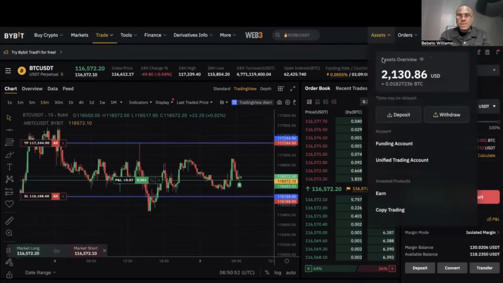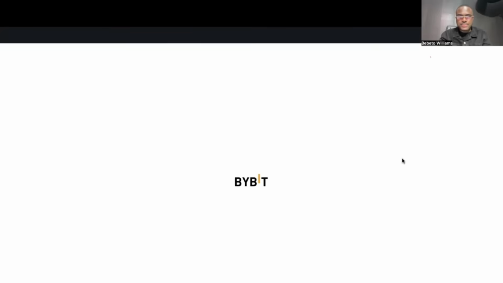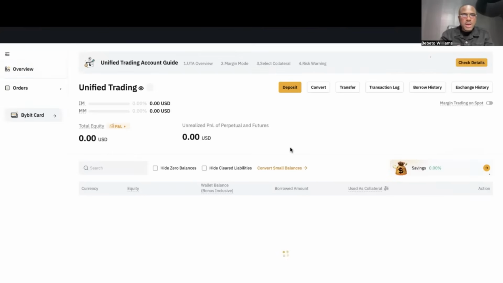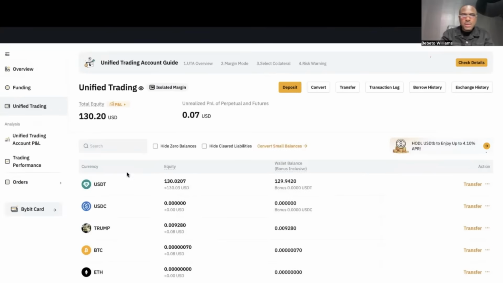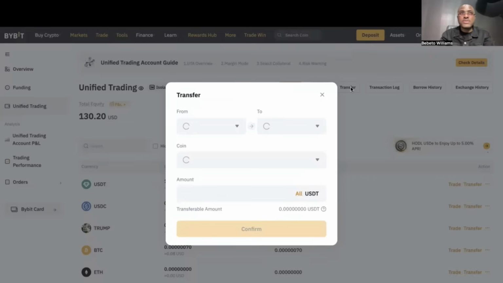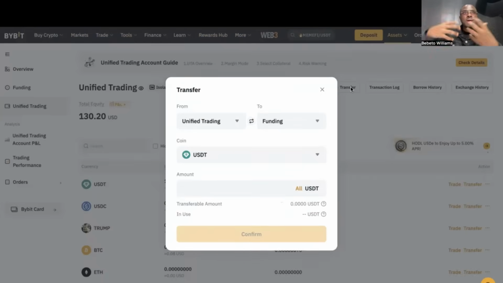So I come to my assets, come to my unified trading. Once I'm there, I'll click on transfer from my unified trading to my funding wallet. But remember that I've never closed this trade. I'm expecting more push to the upside so I can make a good return on investment, right? So I'm still leaving it. But if you want to transfer, you just transfer.